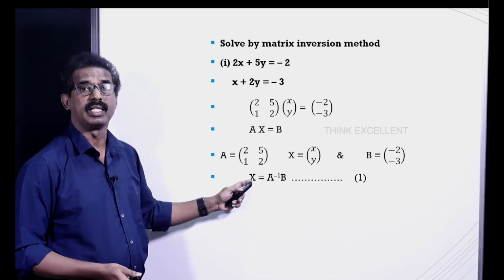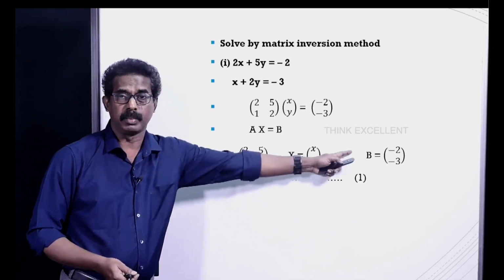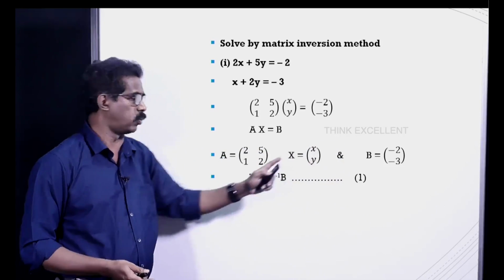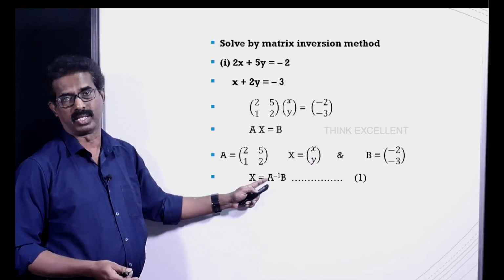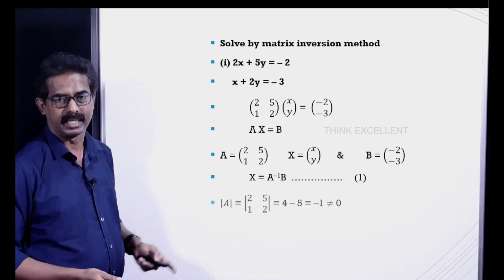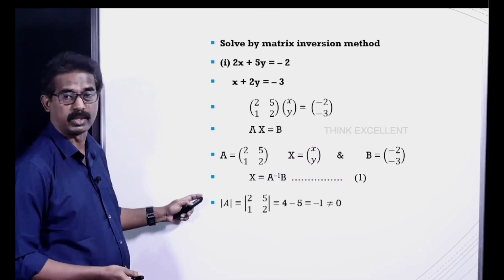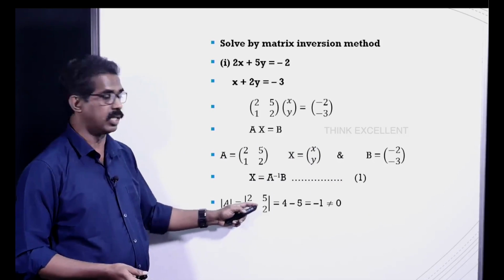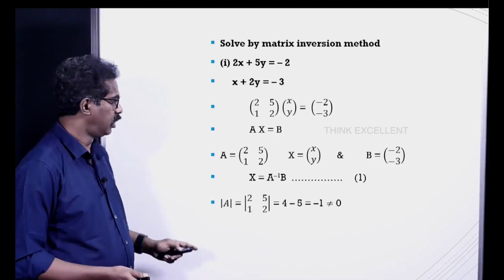X is equal to A inverse into B. B, you know, B is minus 2, minus 3, right? So the only thing we want is A inverse. Very simple, A is given, so find A inverse. So first you find what? Determinant A. I think that part you know how to find determinant of A. It is not equal to 0.